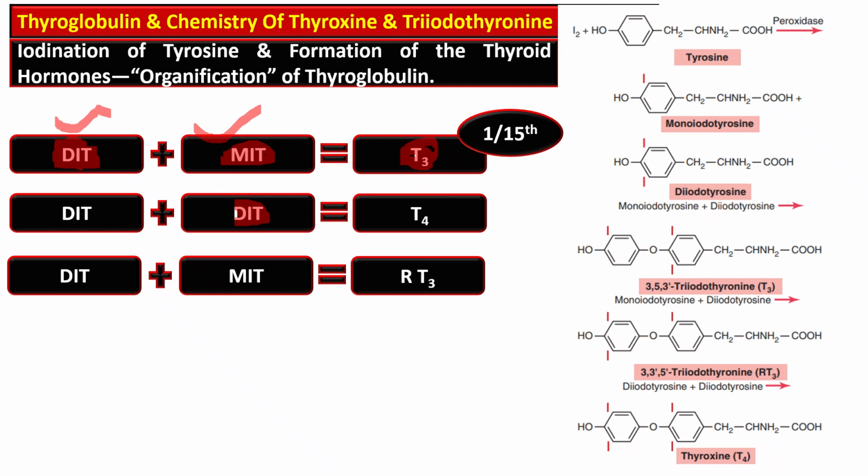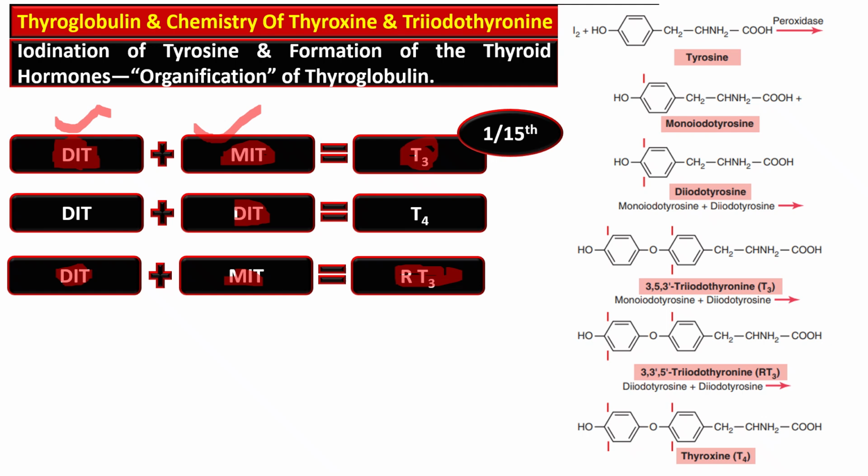So there is another form, that is reverse T3. This is also formed by the diiodotyrosine and monoiodotyrosine, but it is biologically inactive. It plays a role during stress or illness, but is not significant in healthy humans. The coupling step locks the final hormone structure.